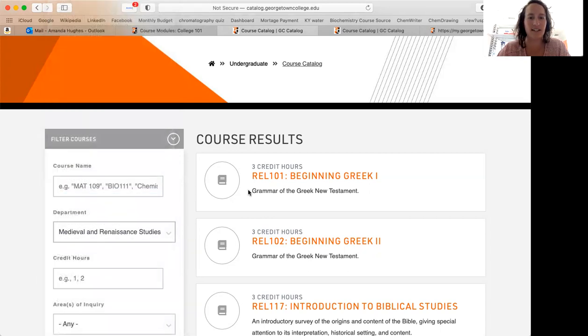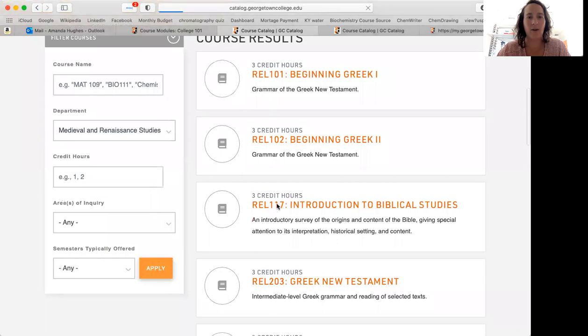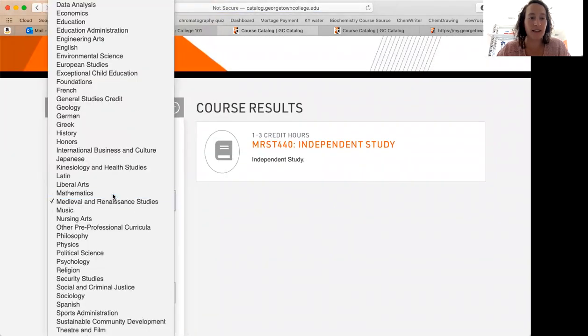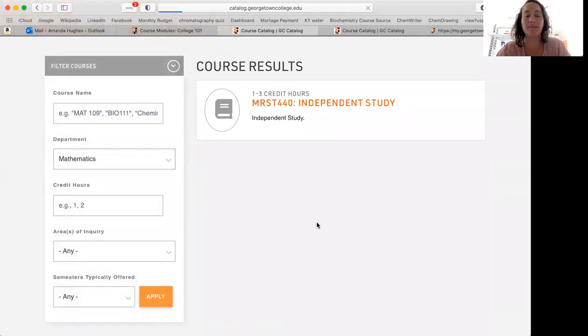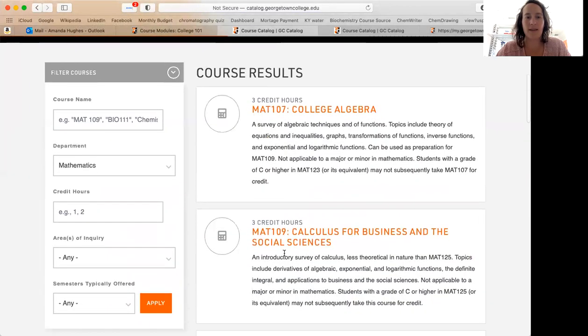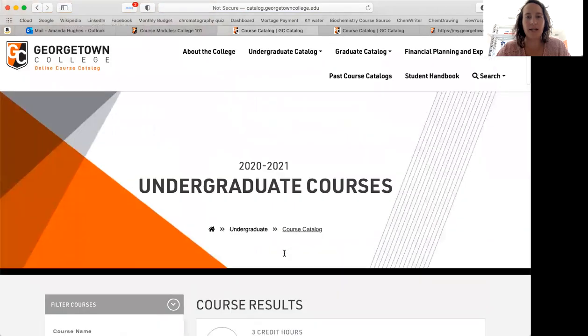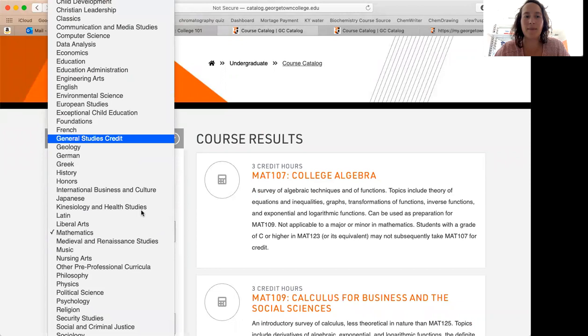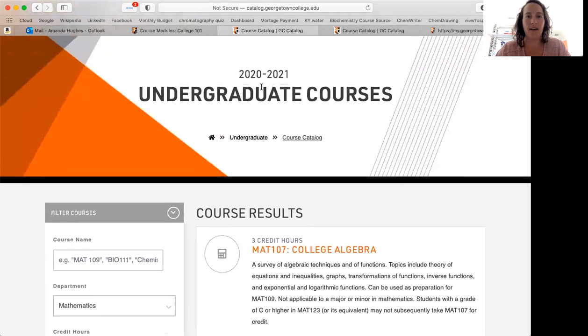So you can click on this and you can see what the different courses are. Well, can't major in that. You could major in math. All right, so here's all those math courses. Okay, so at least this gives you an idea, a springboard of ideas of what you could major or minor in. Okay.